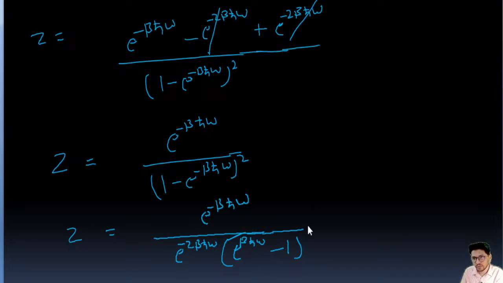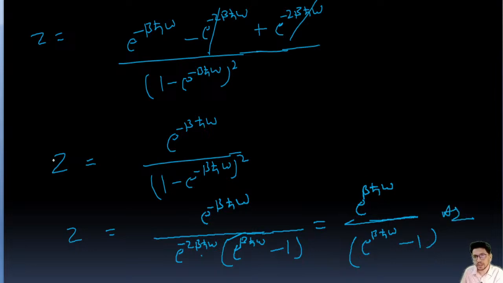So now this will go up in the numerator, and this sign will be plus, and this will get subtracted, and then this value is going to be e to the power beta h cut omega upon e to the power beta h cut omega minus 1. So this is the answer, guys.